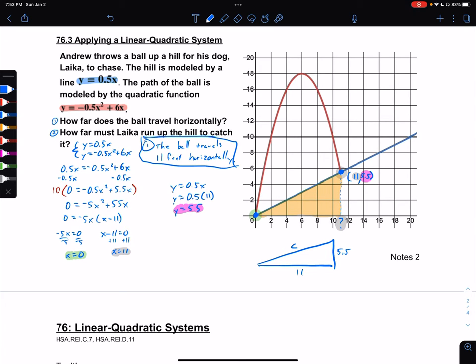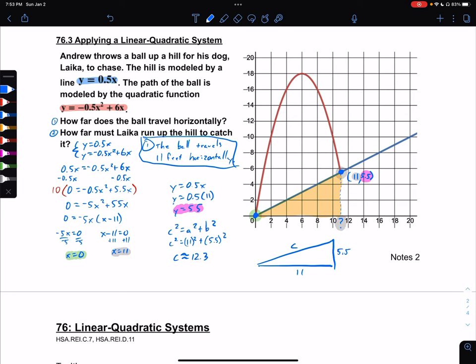So using Pythagoras Theorem, c squared equals a squared plus b squared, I can figure out what the c value is. So we're going to plug our numbers in. c squared would equal 11 squared plus 5.5 squared. I'm not going to show all the steps. I have the answer written out, so I'm just going to take that answer. But what's going to happen is that c is going to be equal to 12.3, or approximately 12.3.